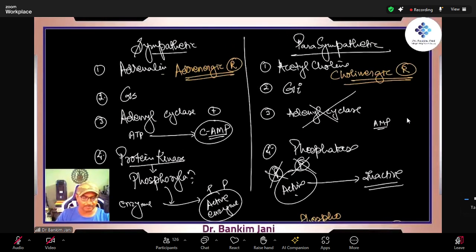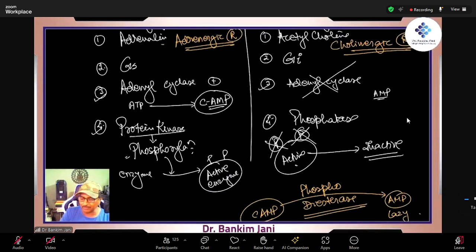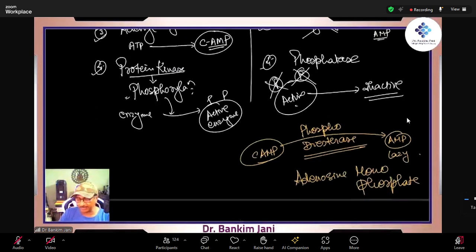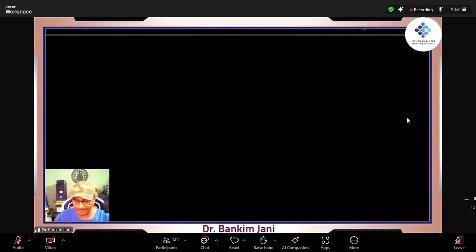So this is the comparison: sympathetic, parasympathetic, adrenaline, acetylcholine. This is stimulatory, this is inhibitory, right? Then adenylyl cyclase is stimulated here, and here it's inhibited. This is protein kinase, which has got several functions by the process of phosphorylation, right? And over here, it is the phosphatase, which stops this process. And then comes the most important, the cyclic AMP, phosphodiesterase, coffee. That's it.